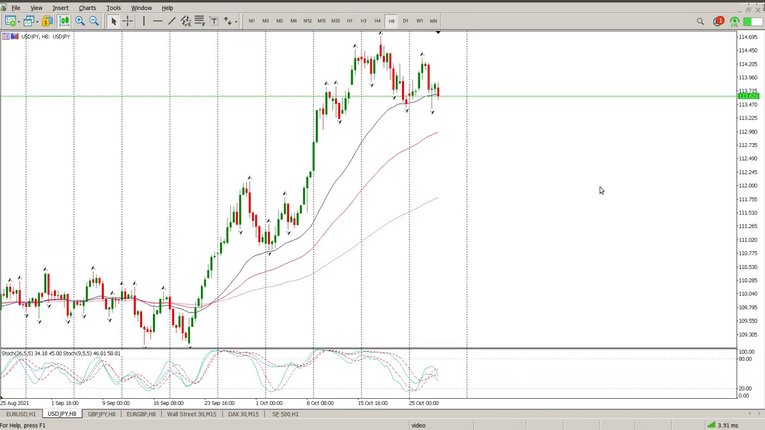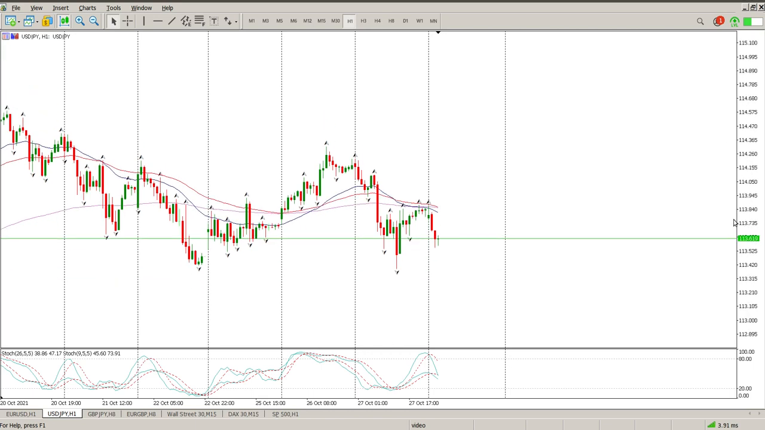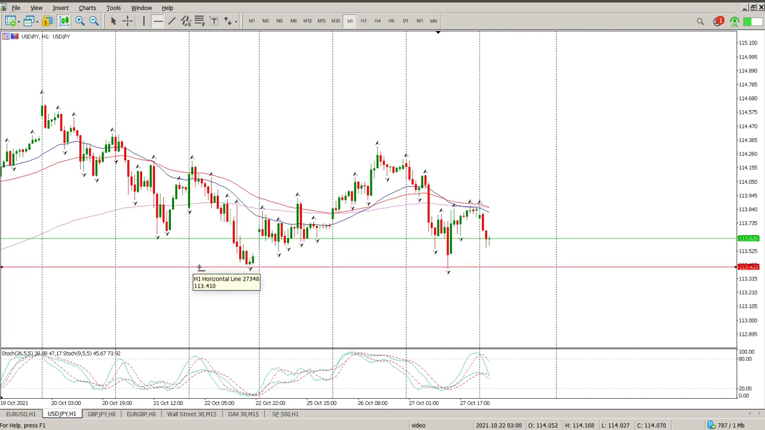US dollar, Japanese yen, pretty much the same kind of setup. You can see we're doing a big up, big down this week, and nothing really to write home about. We get down to the hour and we have a bit of a head and shoulders forming below the moving averages. Oscillators crossed over, so it does look like a little bit more downside coming.